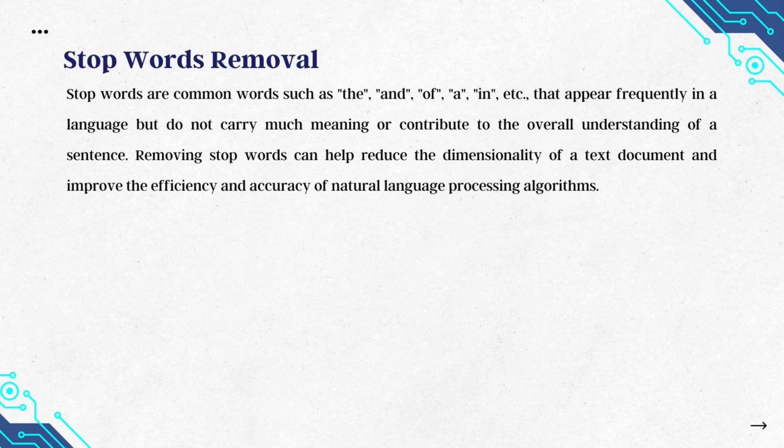The next one is stop words removal. Stop words are common words such as the, and, of, a, in, etc. that appear frequently in a language but do not carry much meaning or contribute to the overall understanding of a sentence. Removing stop words can help in reducing the dimensionality of the text document and thereby improves the efficiency and accuracy of NLP algorithms.